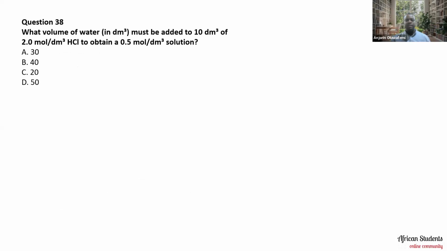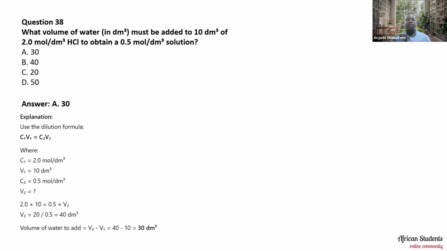What volume of water in dm³ must be added to 10 dm³ of 2.0 mol/dm³ HCl to obtain a 0.5 mol/dm³ solution? Is it 30? Is it 40? Is it 20 or 50? Now, the answer is 30. How did we arrive at this?